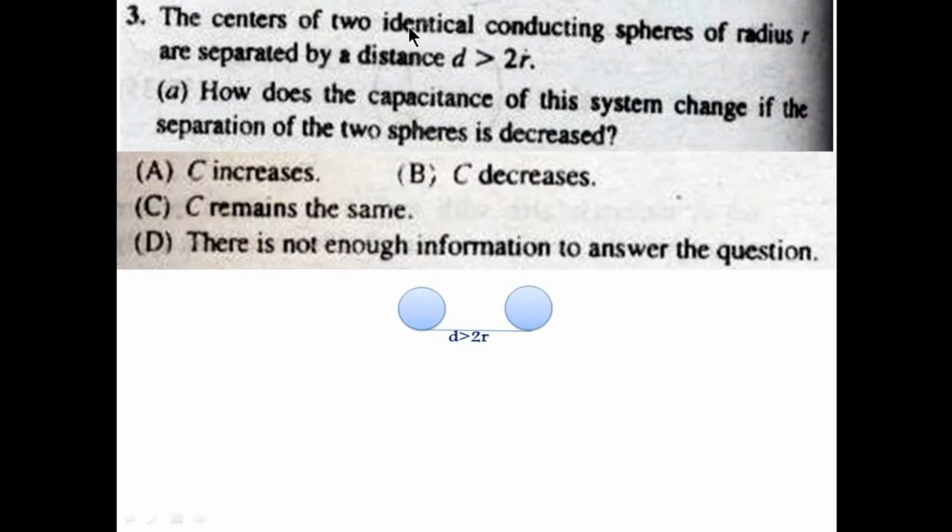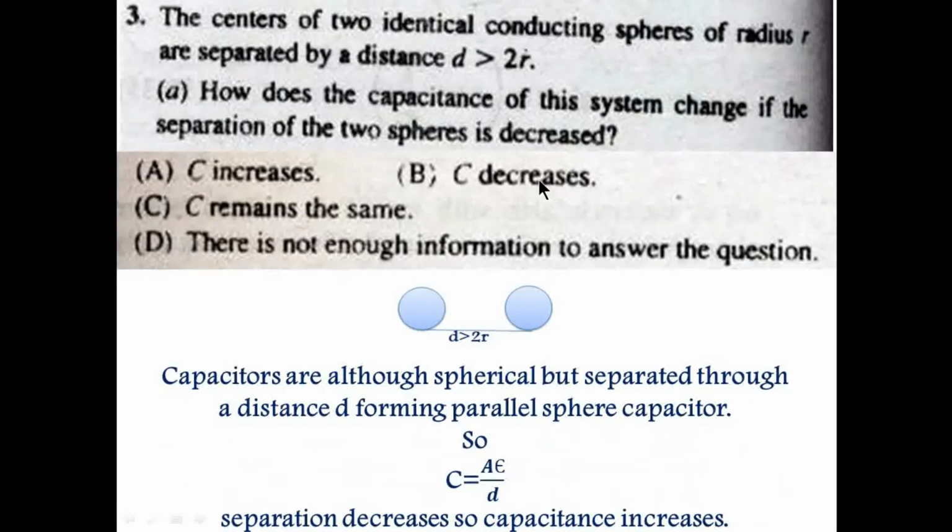Question number 3 is, the centers of two identical conducting spheres of radius r are separated by a distance that is greater than 2r, like this. How does the capacitance of the system change if the separation of the two spheres is decreased? Capacitance increases, capacitance decreases, or capacitance remains the same, or this information is not enough to give an answer.